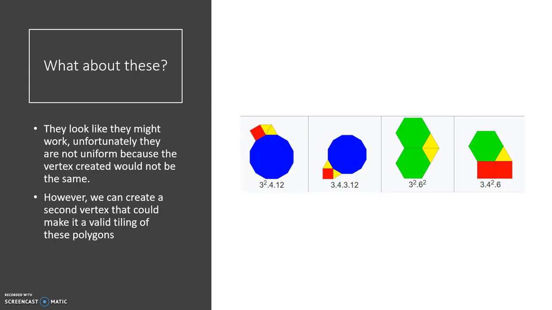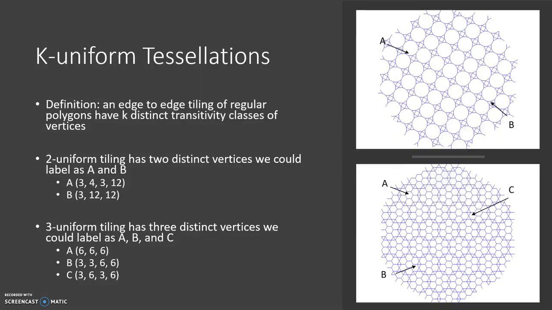But we can still add those same shapes and create this pattern, but what that's going to do is actually create a second vertex. All right, and this is where we get into the k-uniform tiling. This is, again, edge-to-edge tiling, same as before, but you have what we call k distinct transitivity classes of vertices, basically distinct vertices. So a 2-uniform tiling is going to have 2 distinct vertices. We label these A and B, and you can see those over here. I did the best with the arrows that I could, but that's what those are for. We can name those vertices, which is what I've done.